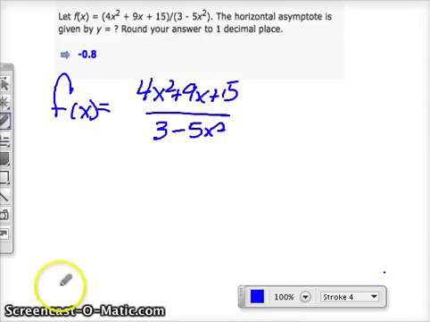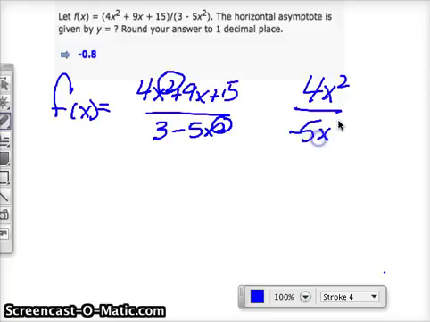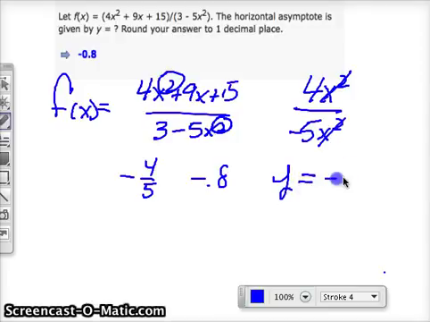Okay, what is the horizontal asymptote? Well, if we notice here that the highest power is 2 here and the highest power is 2 there, just rewrite it with just the leading term of the top and the bottom. And see what happens is you could divide them out and you have -4/5, that's -0.8. So the equation of the horizontal asymptote is y is equal to -0.8. There you go.